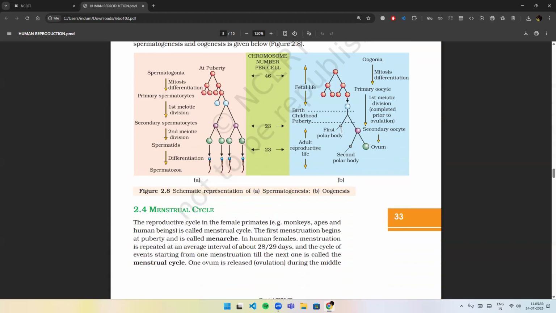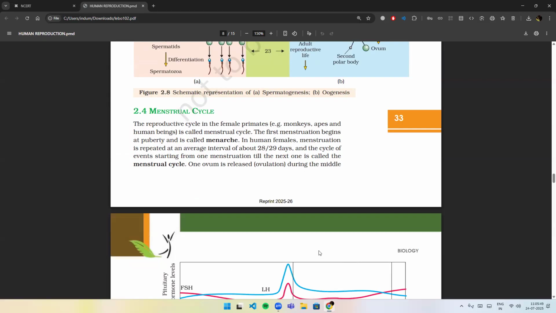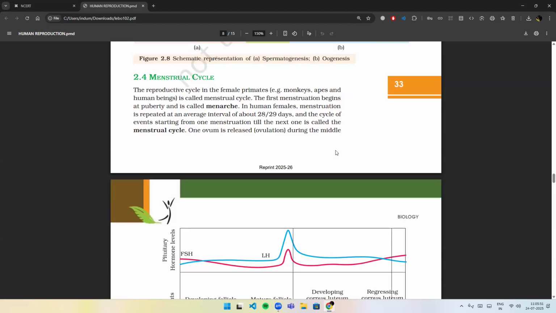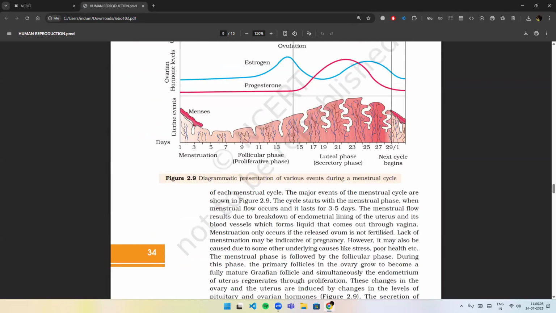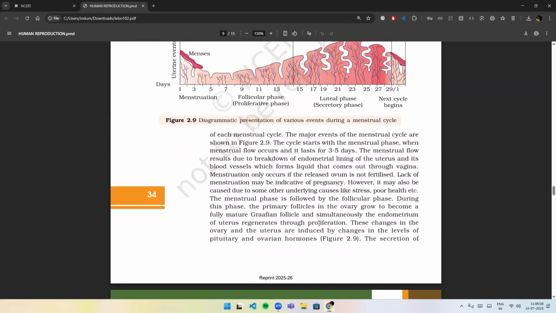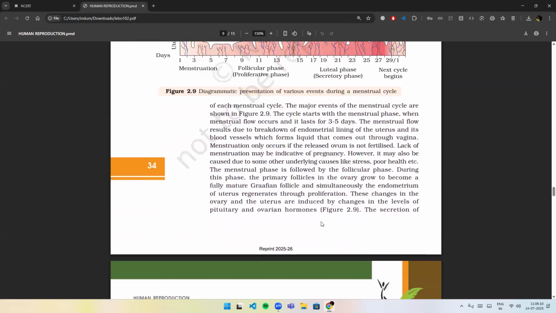Menstrual cycle. The reproductive cycle in the female primates is called menstrual cycle. The first menstruation begins at puberty and is called menarche. In human females, menstruation is repeated at an average interval of about 28 to 29 days, and the cycle of events starting from one menstruation till the next one is called the menstrual cycle. One ovum is released, ovulation, during the middle of each menstrual cycle. The major events of the menstrual cycle are shown in figure 2.9.